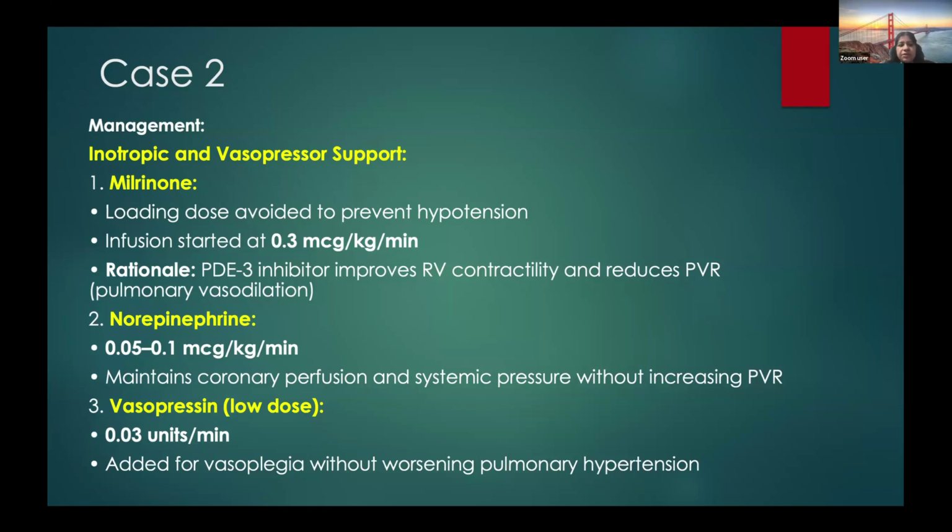Along with milrinone, we will be using norepinephrine at a dose of 0.05 to 0.1 mcg per kg per minute. Why? To maintain the coronary perfusion and the systemic pressure without increasing the pulmonary vascular resistance. This is the beauty of the milrinone and norepinephrine combination. We can use low-dose vasopressin, 0.03 units per minute, usually used for vasoplegic patients without worsening the pulmonary hypertension.